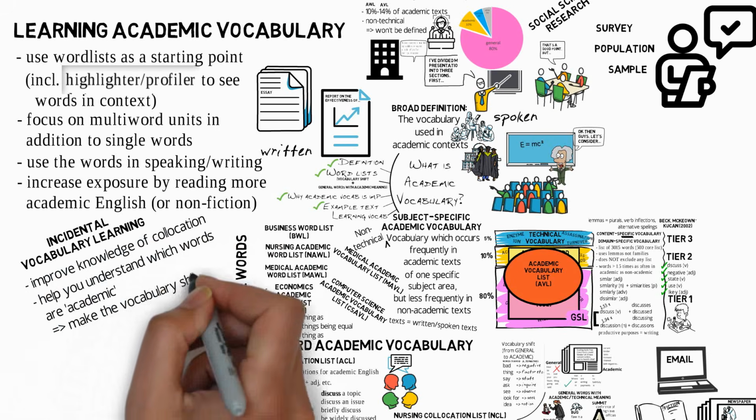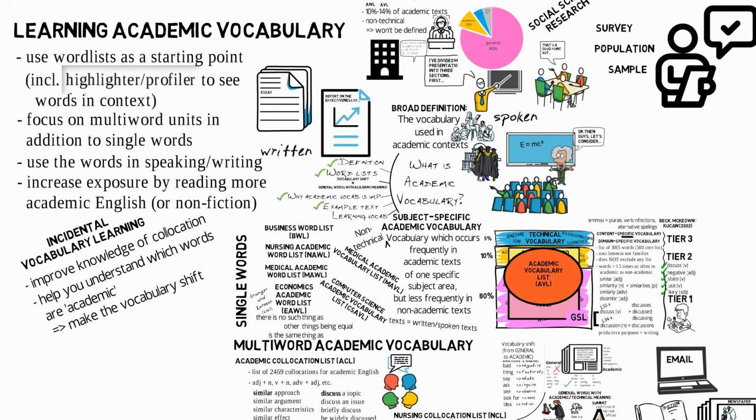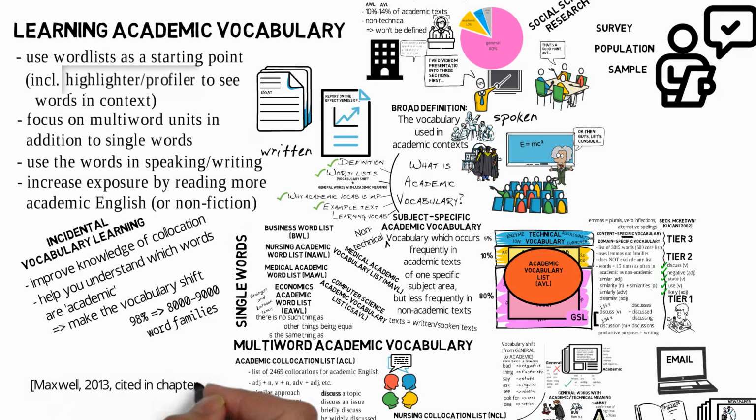Building up your knowledge of words in this way is also important, because research has shown that comfortable reading requires knowledge of about 98% of words in text, which takes around 8,000 to 9,000 word families. It's difficult to reach that number just by intentional vocabulary learning alone. I'll actually finish with a quote. This is from an article by Maxwell 2013, and I found it in a chapter on academic vocabulary written by Avril Coxhead, who developed the academic word list.